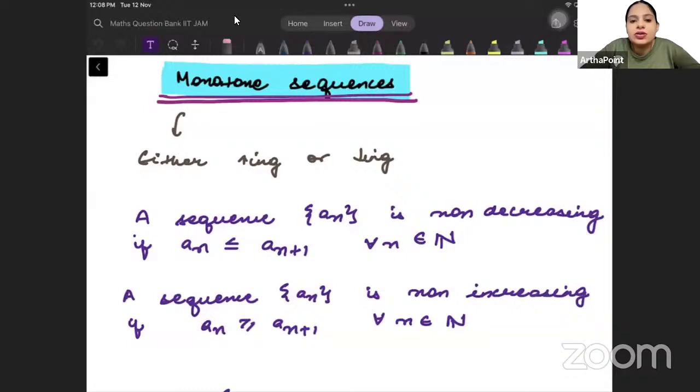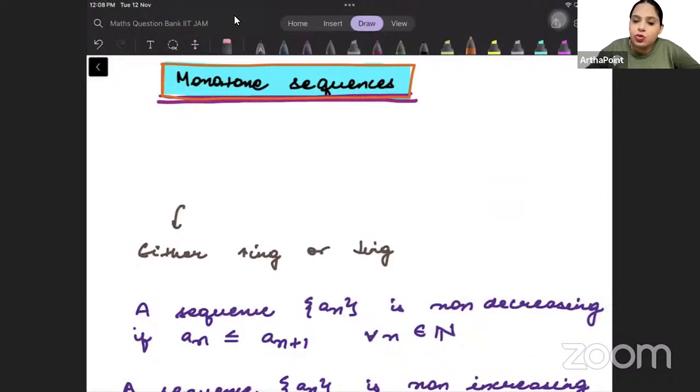In order to begin with this, the first thing that I want to cover today is called a monotone sequence. We want to understand what a monotone sequence is. Usually you would have heard the word monotone, and the meaning of monotone is anything which is strictly increasing or strictly decreasing. That is exactly what happens with a sequence also. Any sequence which is strictly increasing or strictly decreasing is called a monotone sequence.